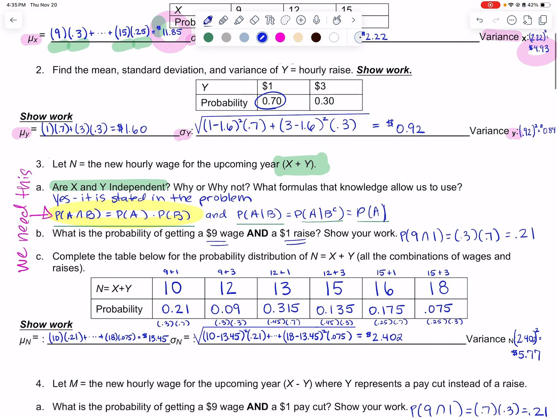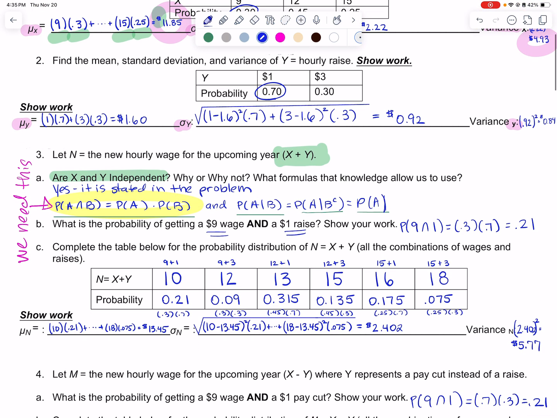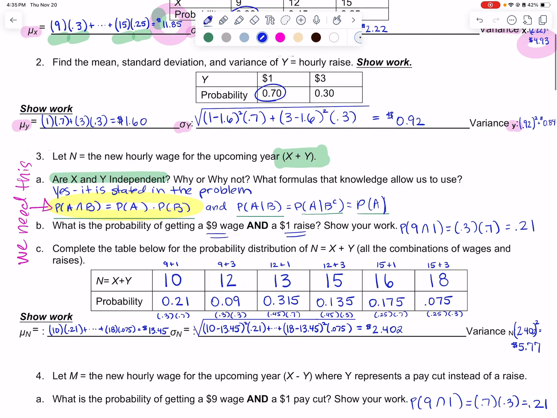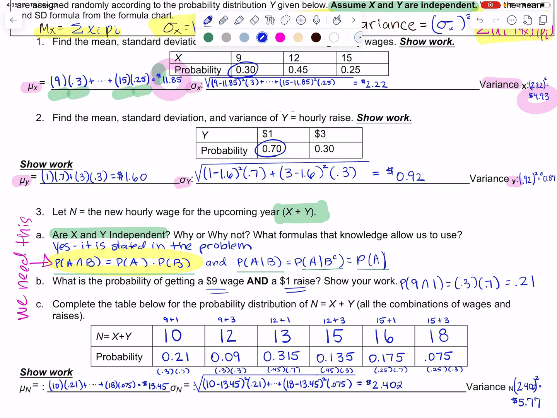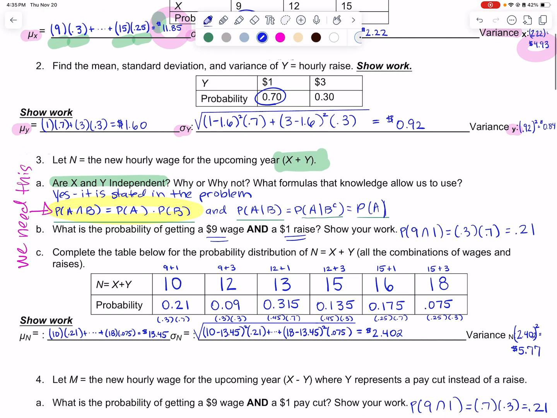Okay, the next part we do is we're going to complete the table for the probability of x plus y. I'm literally going to take all of my x's and add them to all of my y's, the combinations. I showed you how to do the combinations up here, 9 plus 1, 9 plus 3, 12 plus, and so forth. And then, of course, I showed you how to do the probabilities by multiplying each one down here. And I put the actual answers in the n and the probability.